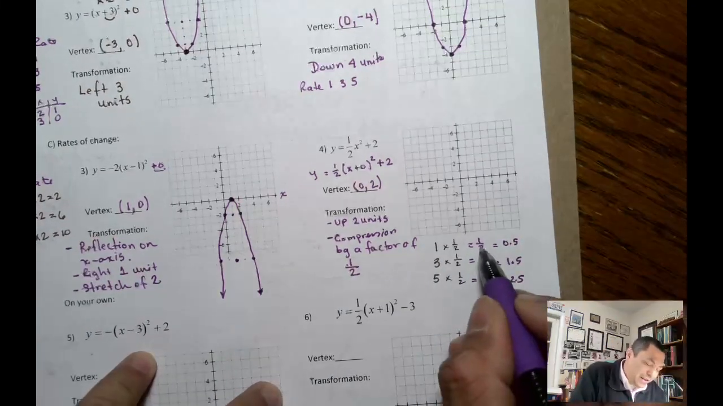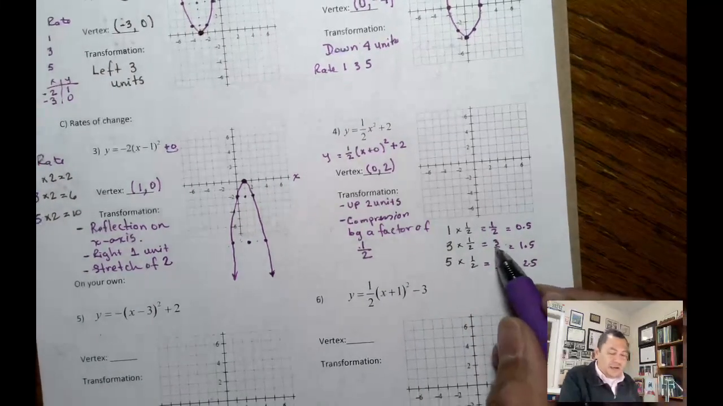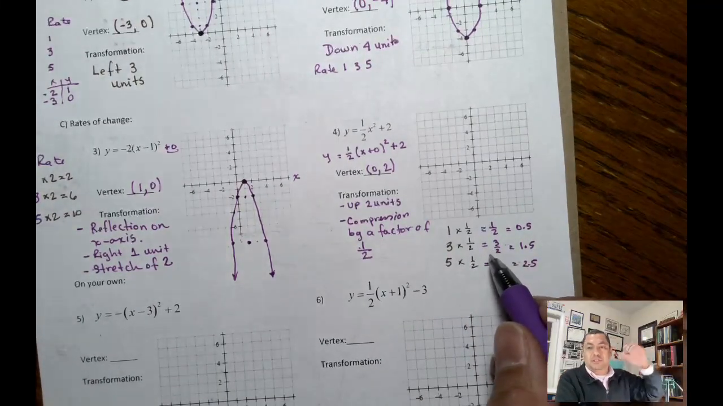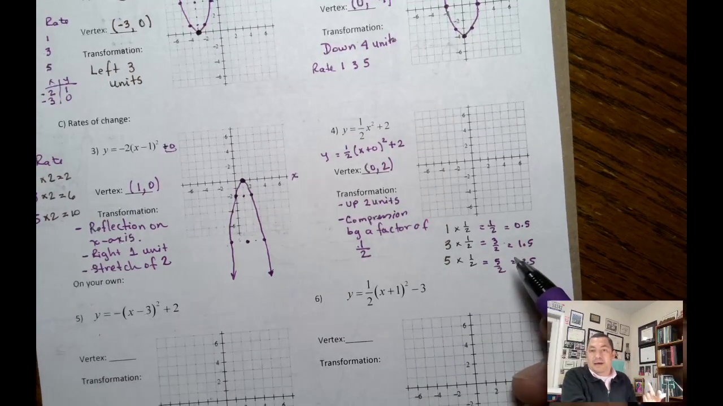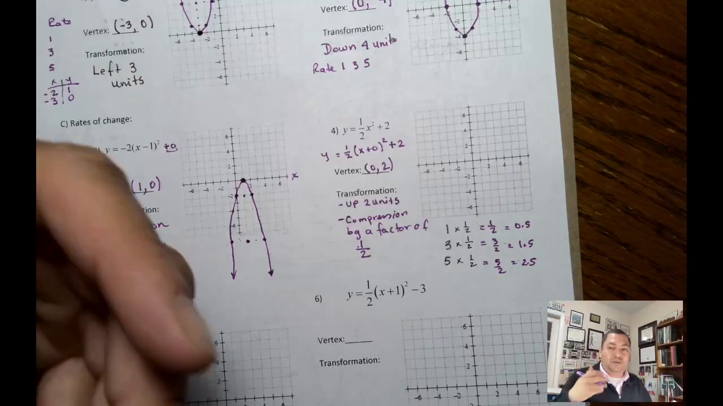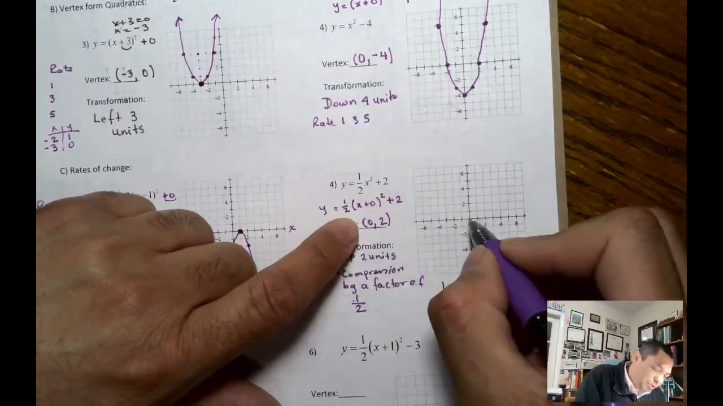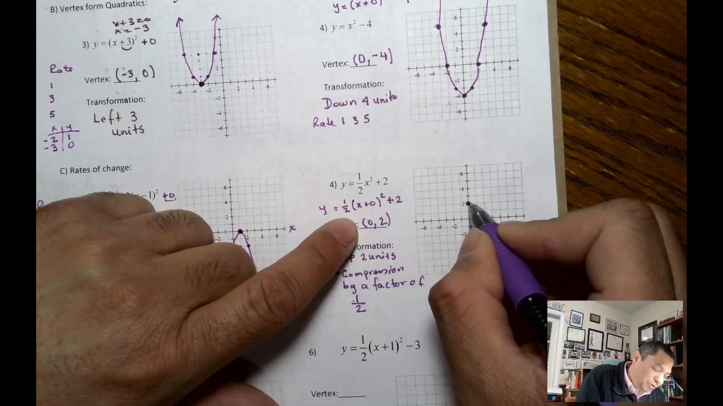Or I usually think half is just like half of a dollar, 50 cents. 3/2 is like $3 divided between 2 people, which is $1.5 each. Usually when students think about money, it's easier for them. So let's start. The vertex is 0 and 2. So I have 0, 1, 2. We are going to start here.